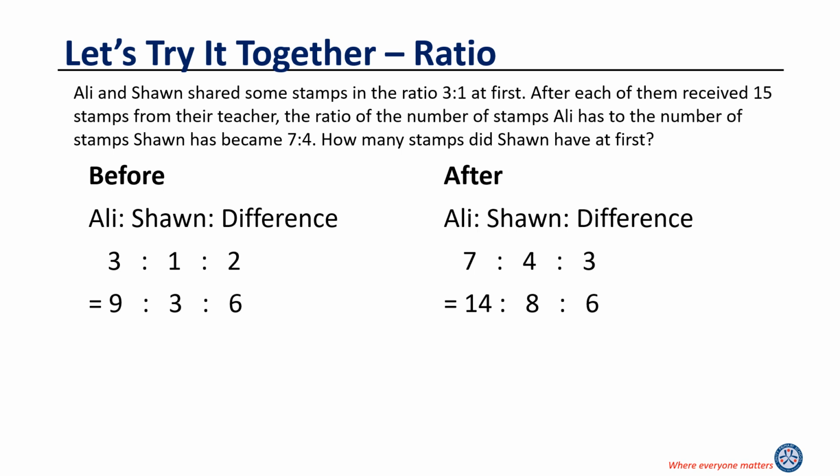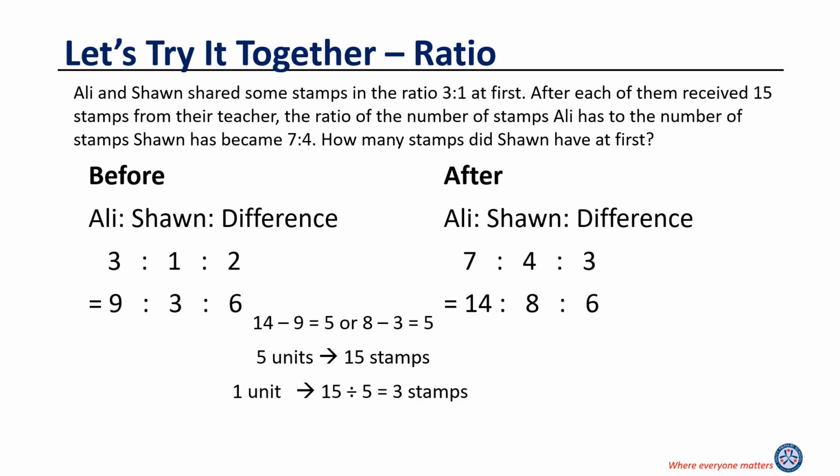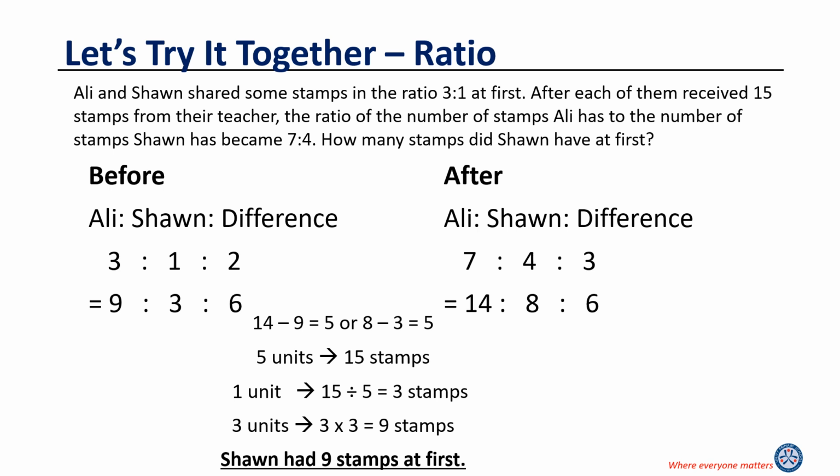The change in the number of stamps each boy has is 14 minus 9 or 8 minus 3 units, that is 5 units, which is equivalent to 15 stamps. So 5 units represents 15 stamps, 1 unit then represents 15 divided by 5, which is equals to 3 stamps, and 3 units then represents 3 multiplied by 3, which is equals to 9 stamps. Sean had 3 units at first, which is equivalent to 9 stamps.